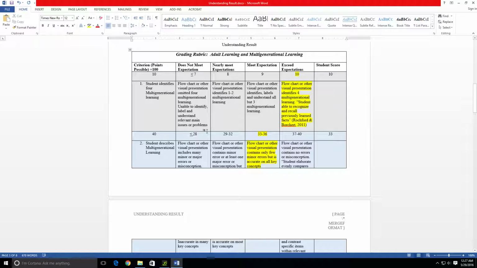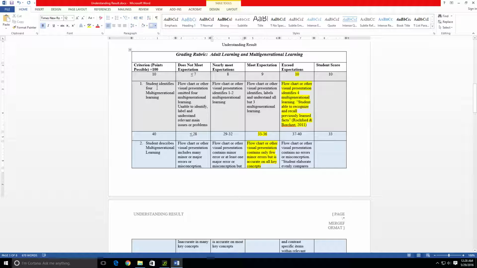In deciding the points or the weight of each criterion, I have to consider how important each of these criteria is to the overall score of the assignment. Then after weighing my criteria, I determine the scale to describe the levels of my students' performance, which you can see on my first row. So it's either my student does not meet expectations, nearly meets expectations, or exceeds expectations.